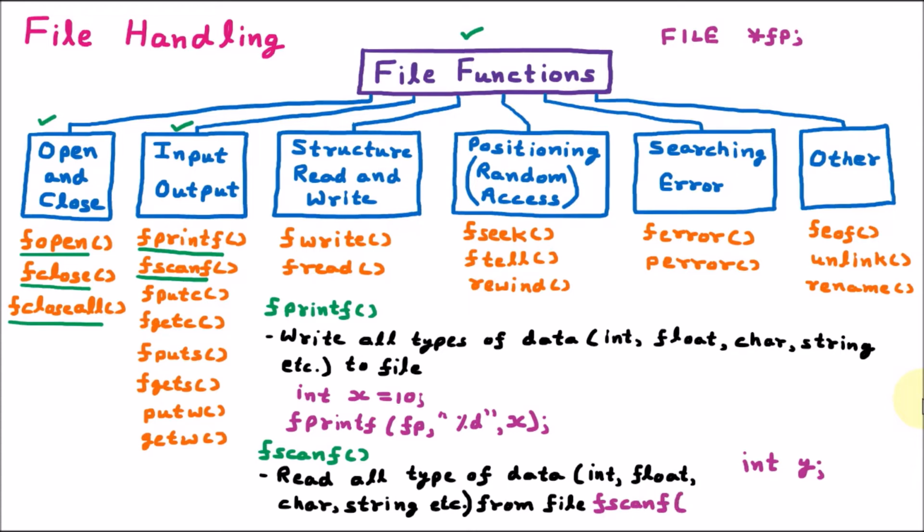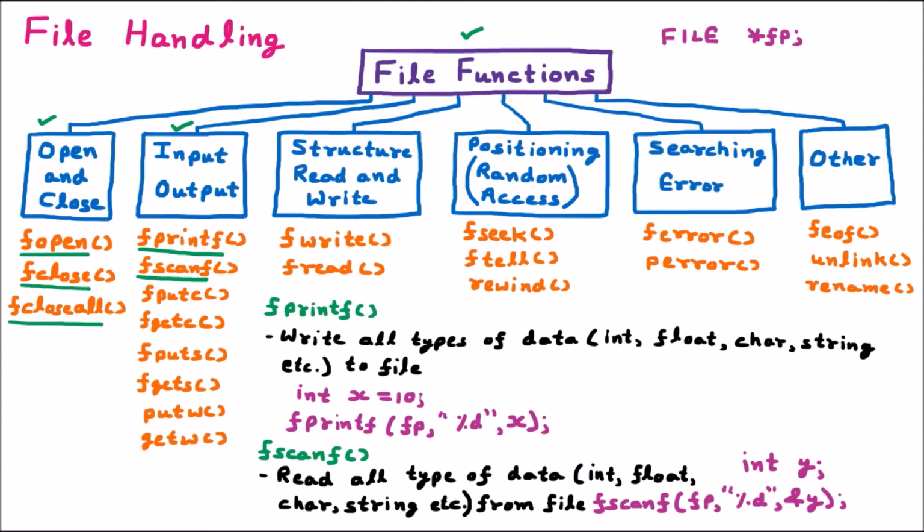For that we need the file pointer associated with the file, comma, then we have to provide which data type we are using. Let's say integer. So for that we use %d, then comma, at the address of y, we are going to store that data. So here from the file, we are going to put the data into y.